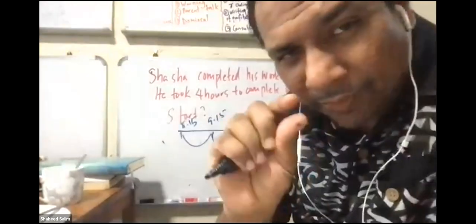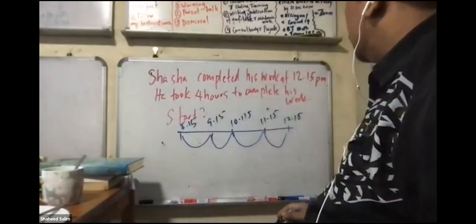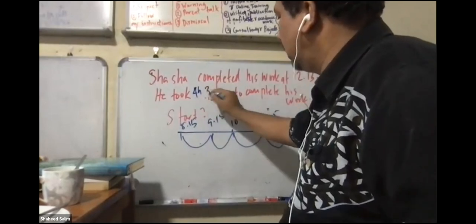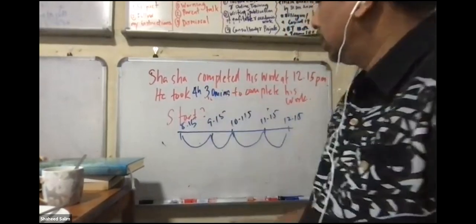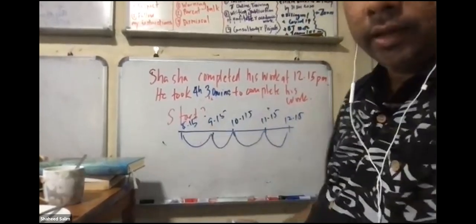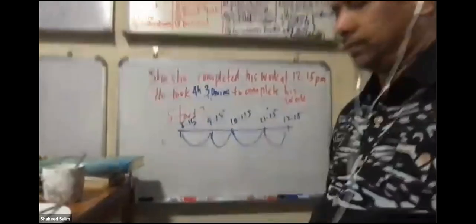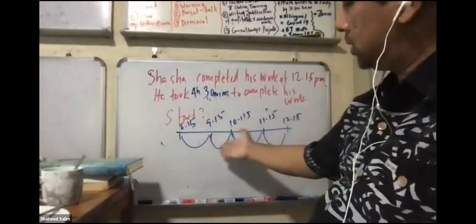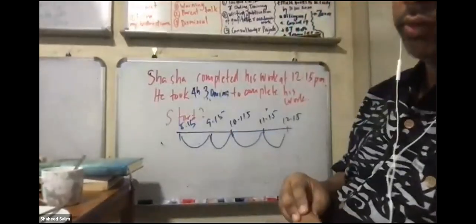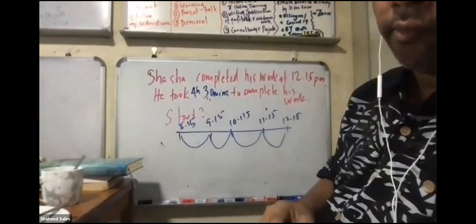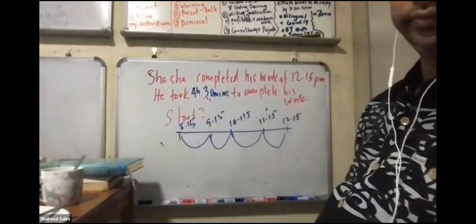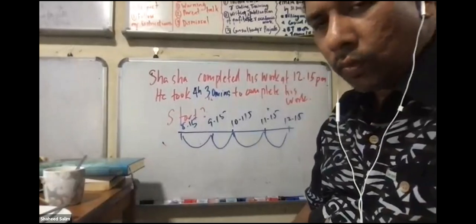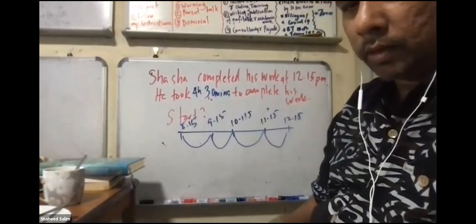Good. Now I'm going to make it a little bit more complex. He completed his work after 4 hours and 30 minutes. Can you find out what's his start time? Now it's not 4 hours, it's 4 hours 30 minutes. So go 30 minutes backwards. You've already gone 4 hours. Go half an hour more. Well done, Mr. Akil. What about Mr. Izzat?